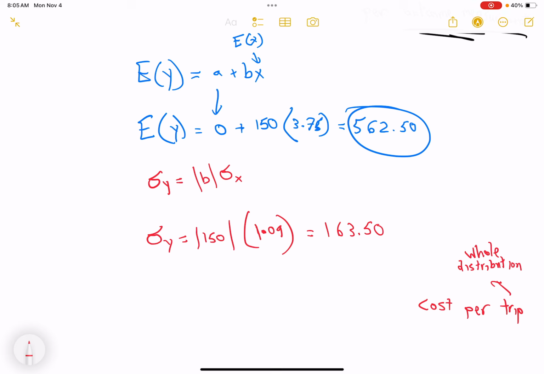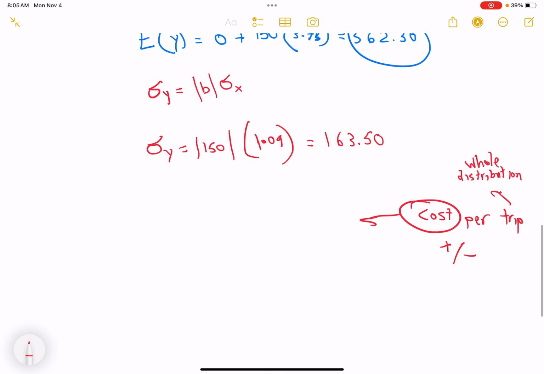When it's the whole distribution you're talking about, right? Per trip, that's when it's add or subtract, right? And it says it will cost. When it says cost, that is a minus. So we are subtracting 100. Okay. The key here is to remember we will subtract 100 from our mean.